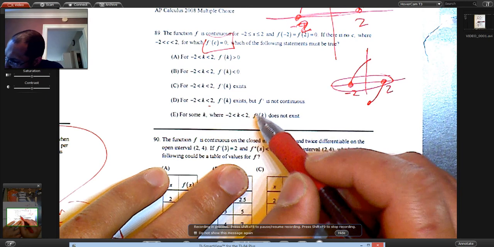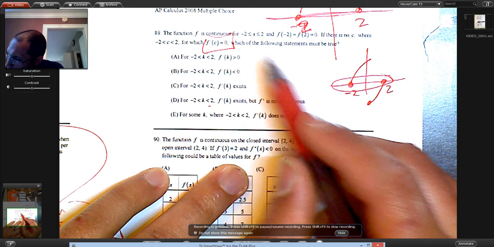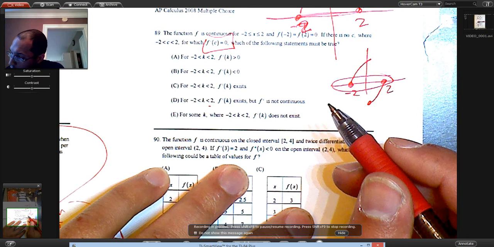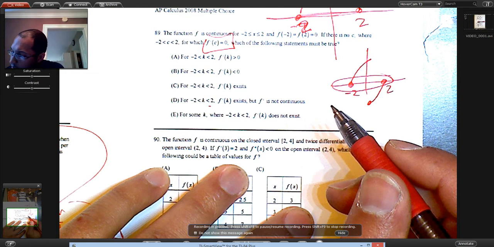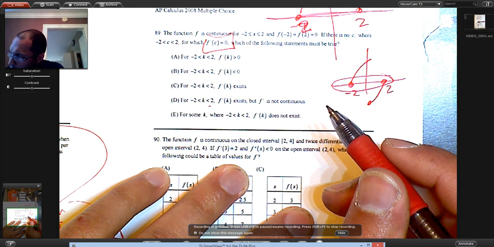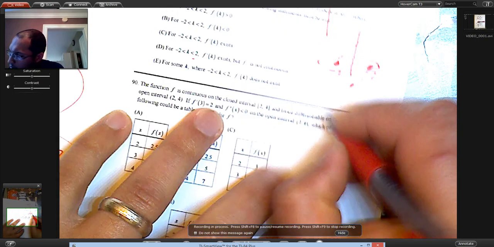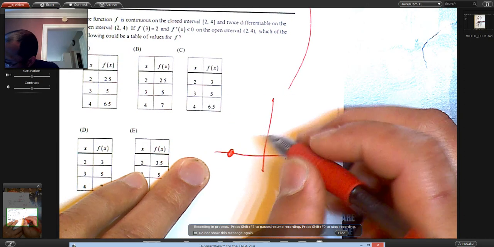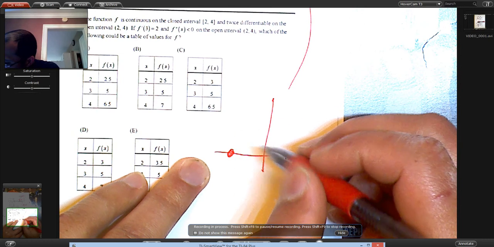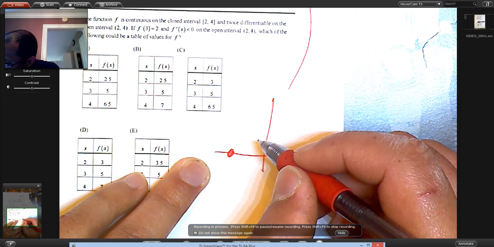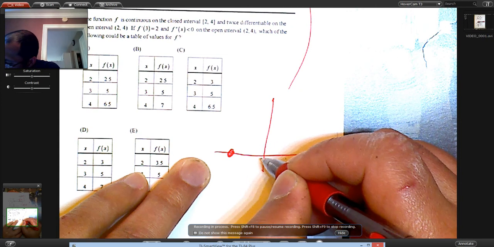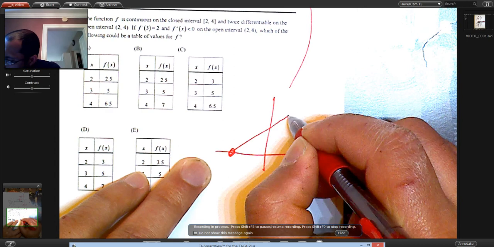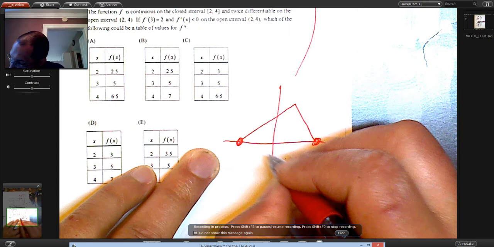All right, so the function, it says it's not continuous. Well, that's interesting. Well, there must be some sort of situation going on where, let's take a look at another graph. They say it's continuous. If there is no c in negative 2 to 2, okay.